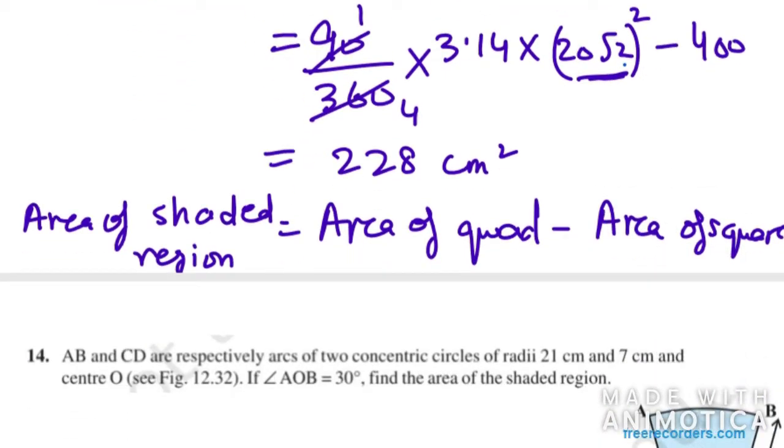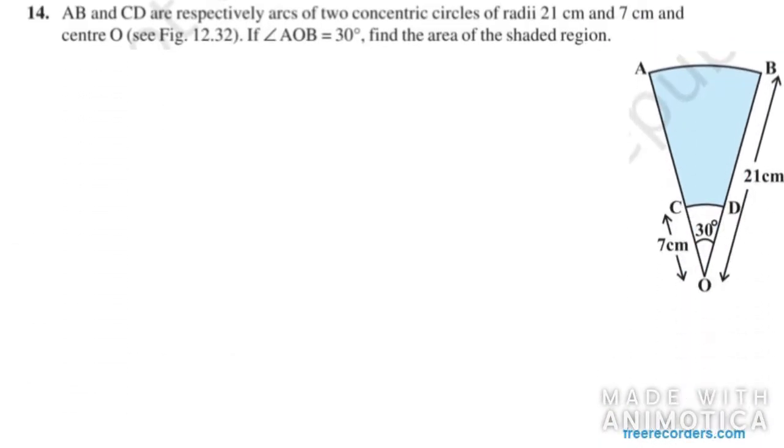Now let us move on to question number 14. As you can see in this figure, you are given two sectors here, that is sector OAB and another smaller sector COD. So we need to find the area of the shaded region. So we need to take the area of sector OAB first and then take away the area of sector OCD from it.